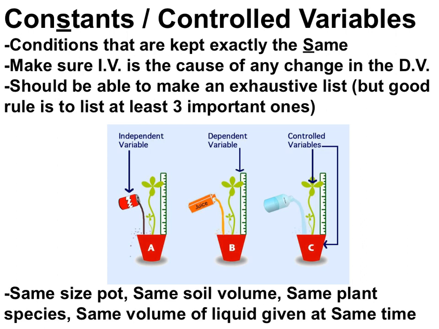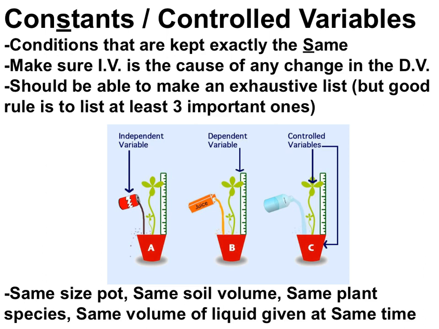Constants are super important because constants build confidence that any change in the dependent variable you're measuring is caused by the independent variable only. If there are a bunch of changes between different setups, you wouldn't know which one of the changes caused an increase or decrease in your dependent variable. In AP Biology, it's important to identify at least 3 constants that we should keep the same in an experiment.